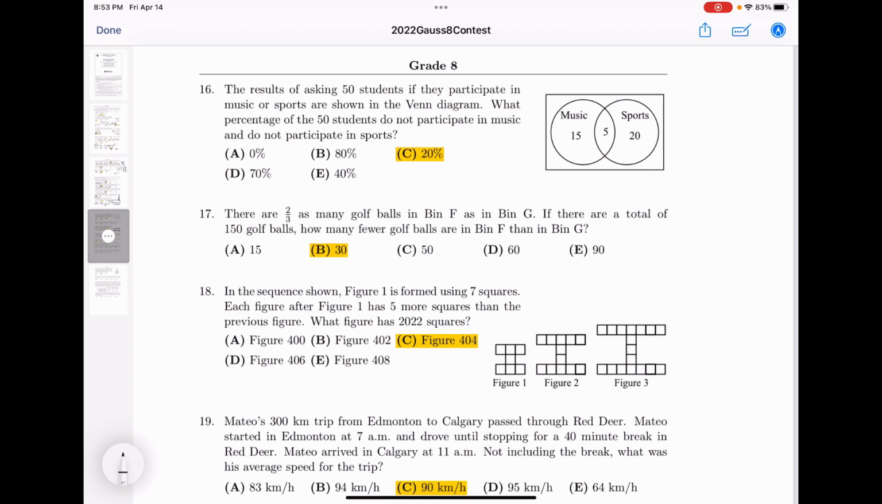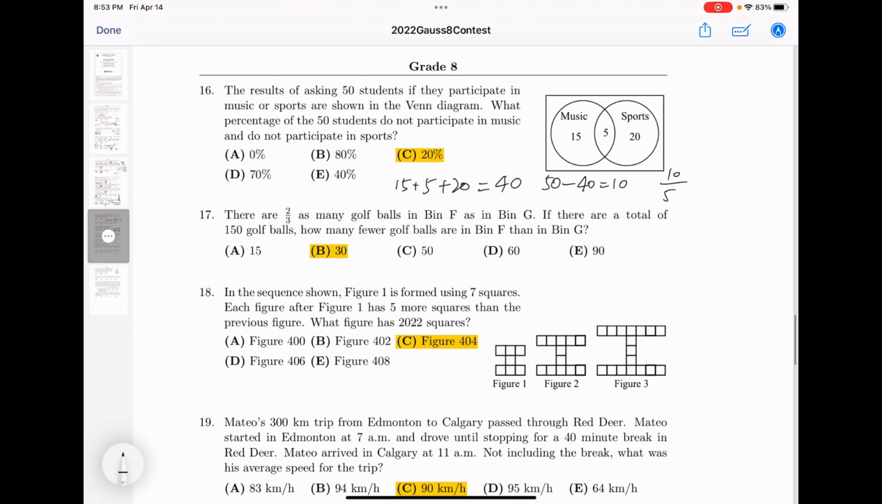Okay, so from the diagram shown, we can see that there are a total of 15 plus 5 plus 20 students who participate in at least one of the programs, and this number is 40. Therefore, the students that are not participating in either of the programs is 50 minus 40, which is 10 students, and 10 over 50 is 20%.